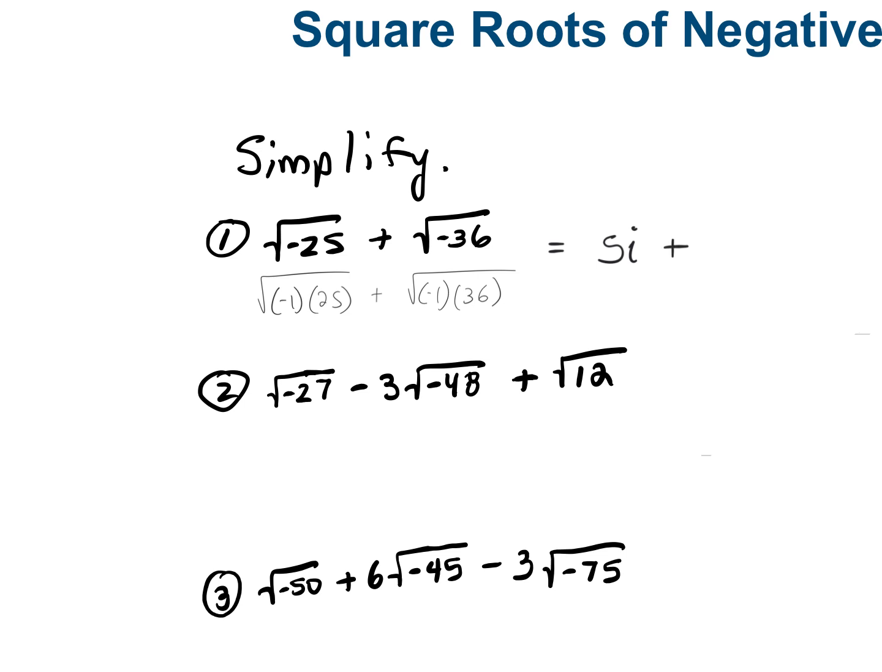You would take out the i, and that will become a positive 36. So we would do 6i for the simplification of this problem. And then you can combine the 5i and the 6i to get 11i. And then that would be your final answer for this problem.